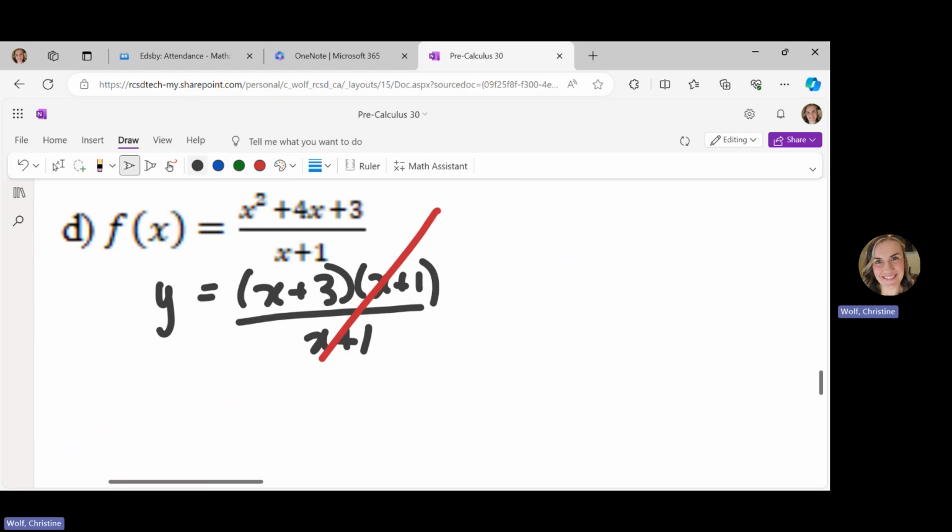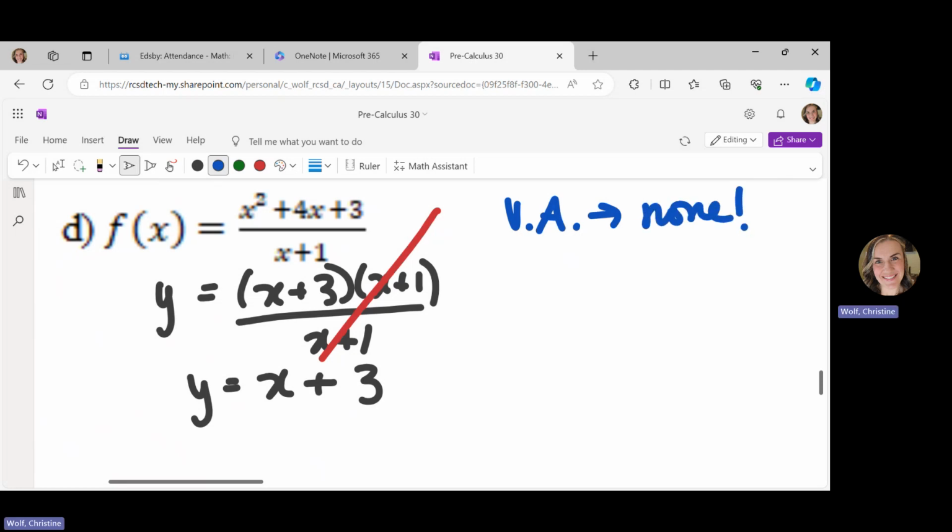So now that we've simplified this equation, my equation that I'm going to graph is y equals x plus 3. You learned how to graph those in grade 9. That's y equals mx plus b, right? You have a slope, you have a y-intercept. Understood? Okay. Vertical asymptote. We don't have a denominator, right? So if we don't have a denominator, you don't ever have a vertical asymptote. Okay? Horizontal asymptote. We don't have one of those either because it says we have to compare the numerator and we don't have one. We can't compare. So none.